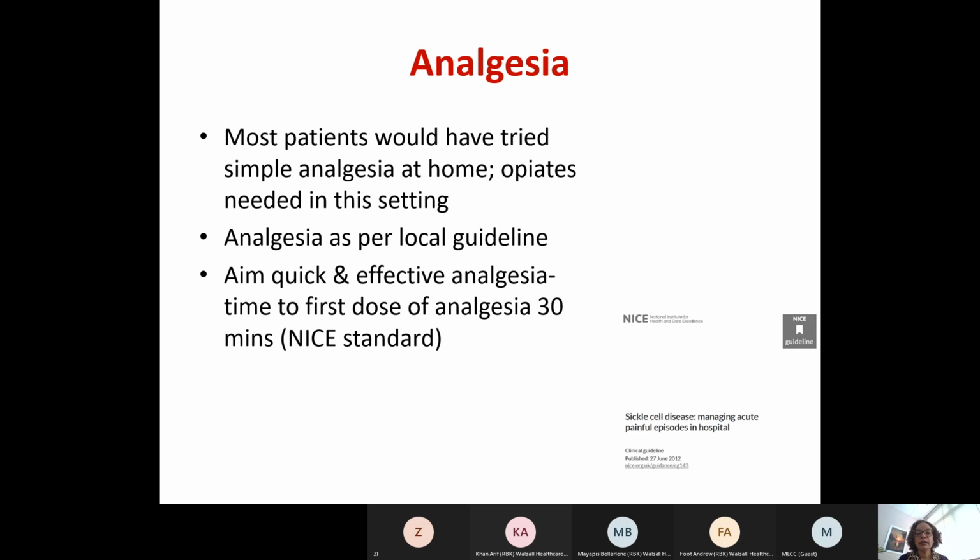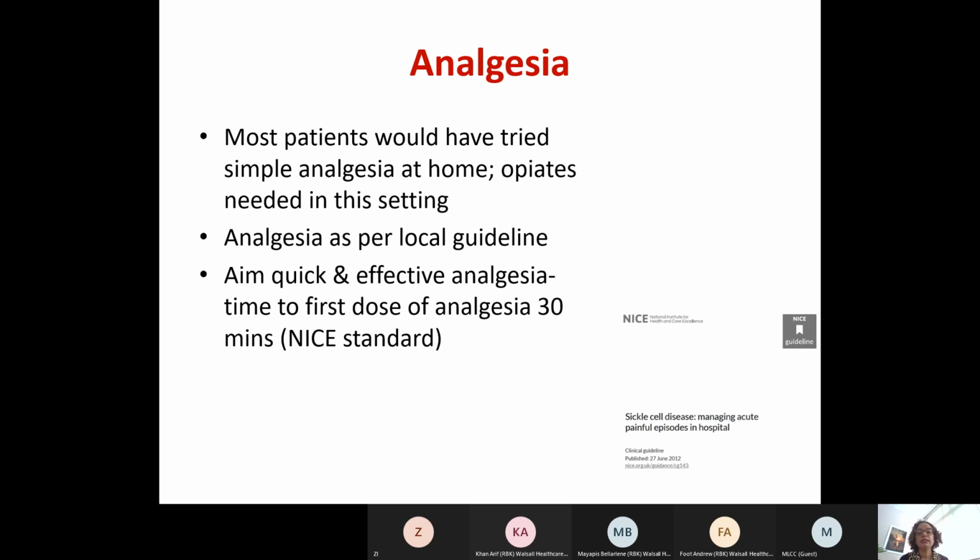Now, I know I am working with some of the team on some guidelines for ED, and it's on my list of things to do. But the analgesia would be as per local guidelines, and that probably would be morphine for the majority of patients. The national standard set by NICE, which the majority of times is difficult to achieve, is 30 minutes to the first dose of a sufficiently potent analgesia.